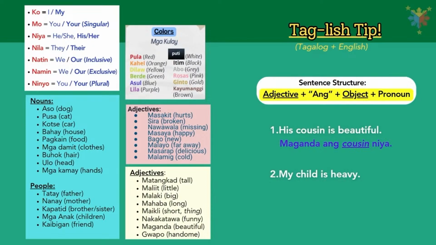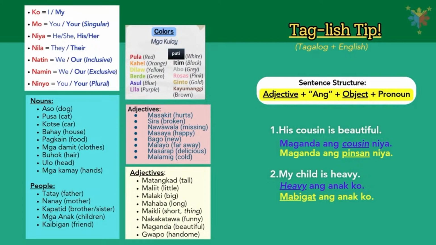Maganda ang cousin niya. His cousin is beautiful. Or heavy ang anak ko. My child is heavy. So that works. That's perfectly fine. But the idea is to go back and look up what those words are later so that eventually you can say the whole thing in Tagalog. Maganda ang pinsan niya. So pinsan is cousin, and this is gender neutral as well. Or mabigat ang anak ko.